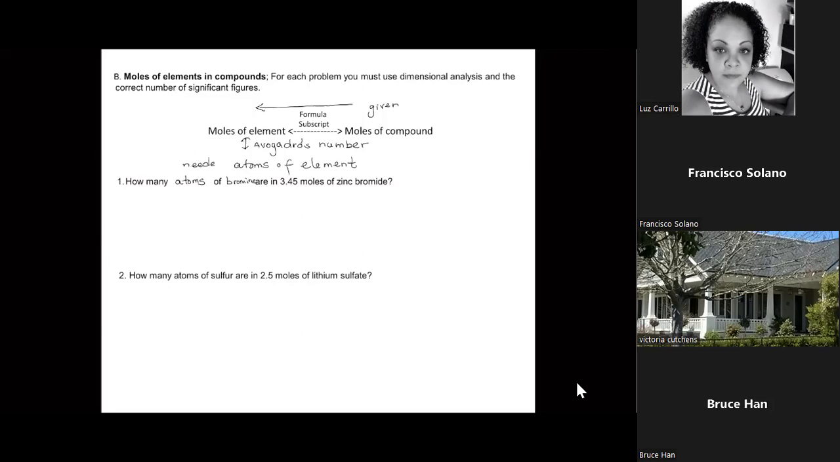So here we're starting with zinc bromide. Let's put in the chat, what is the chemical formula of zinc bromide? Excellent job. So zinc bromide has a chemical formula of ZnBr2, okay? So when we set up the dimensional analysis for this, we're gonna say 3.45 moles of ZnBr2. We need two conversion factors for this problem, okay? So if I have 1 mole of ZnBr2, how many moles of bromine do I have?